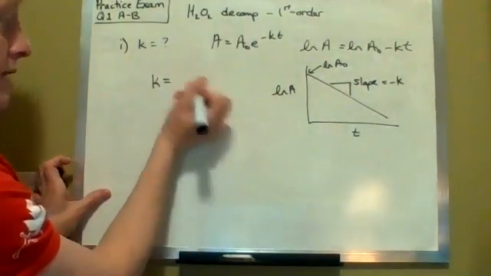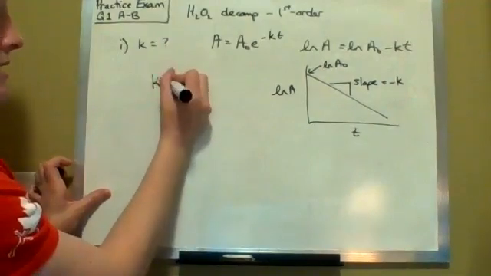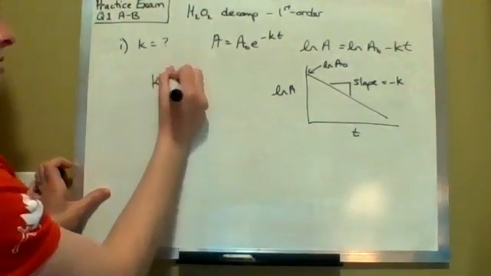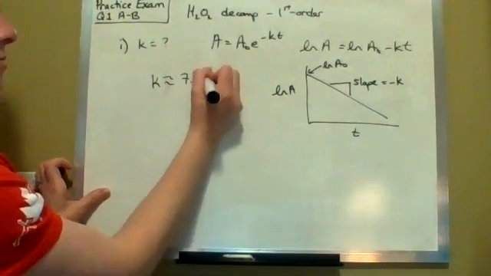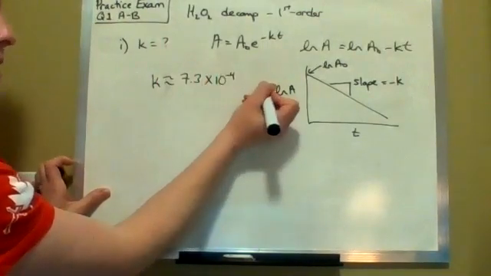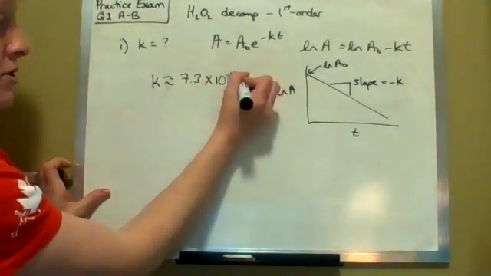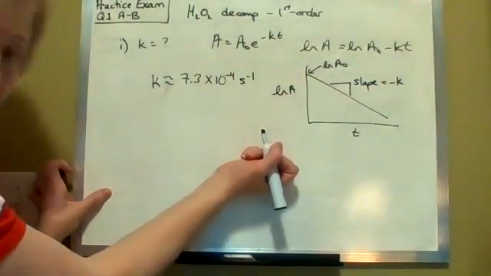So in the end, whichever way you decide to do it, let's say k is about 7.3 times 10 to the minus 4. Your units, you know this is first order, so this should be seconds to the minus 1.